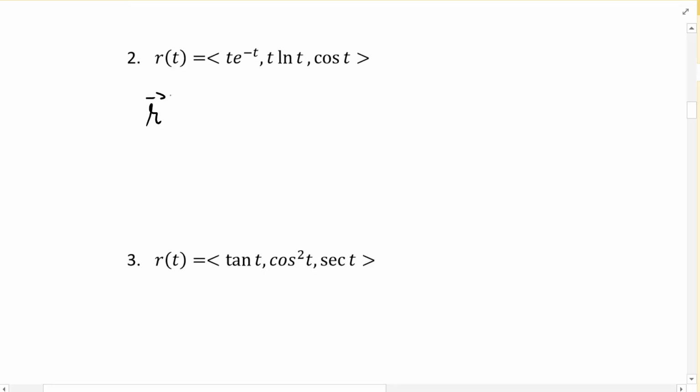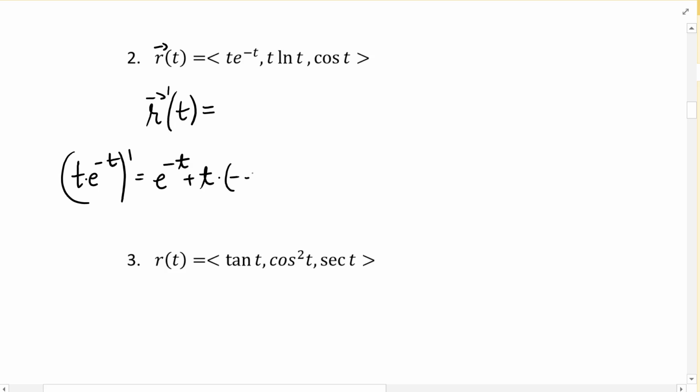Let's solve another problem. Again, r prime of t, so this is a vector, right? So it's going to be each component. So I'm going to calculate t e to negative t prime, that's the derivative with respect to t. Because it's a product here, we're going to use product rule. So it's t prime, that's 1 times e to negative t, plus t times e to negative t prime, which is negative e to negative t, which means e to negative t times 1 minus t. That's the derivative of this component.